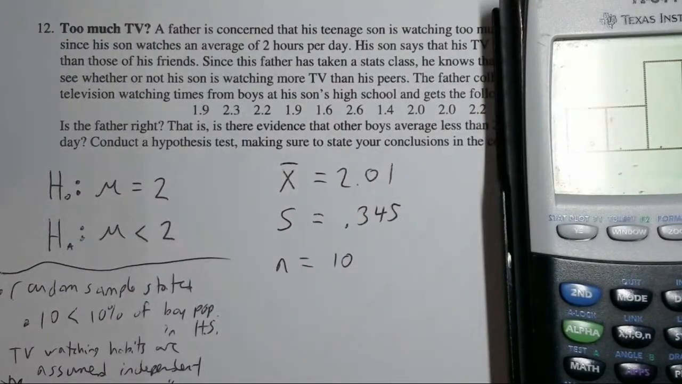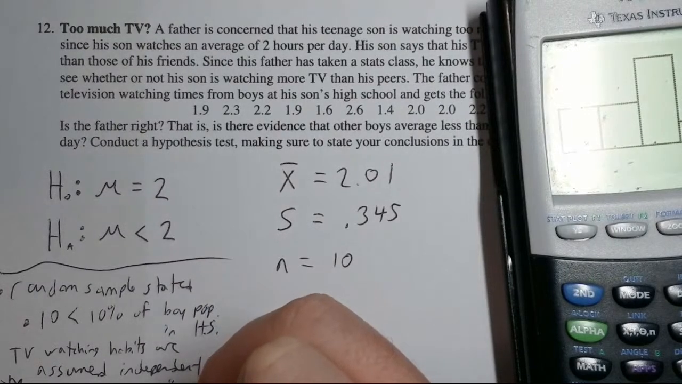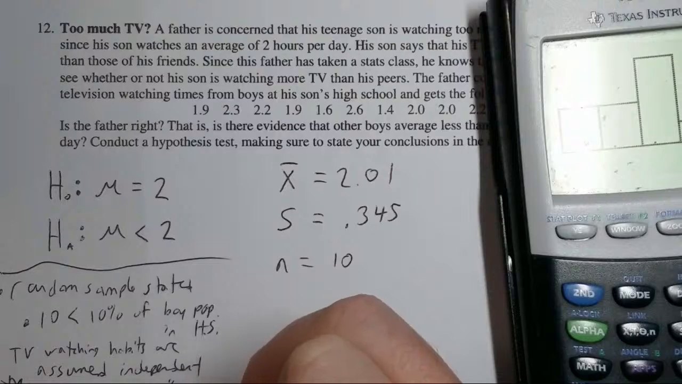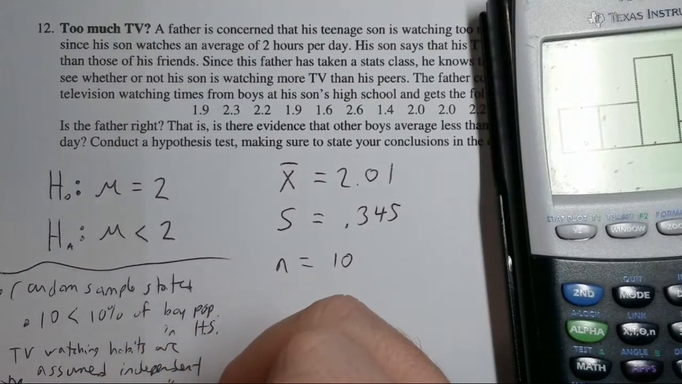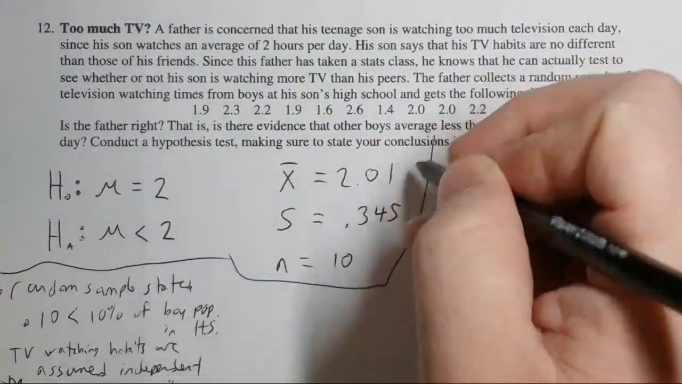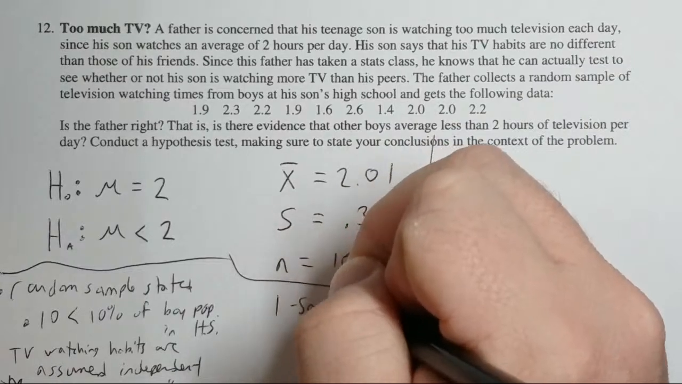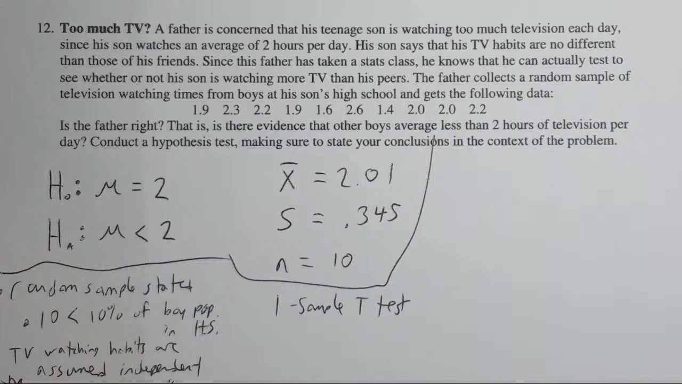If you wanted to give that a little title, this is sample boys, hours watched, something like that. But it's clearly nearly normal. I'm allowed to run what I want to run, which is a one sample t-test. Perfectly acceptable. So, what am I going to type into the one sample t-test?